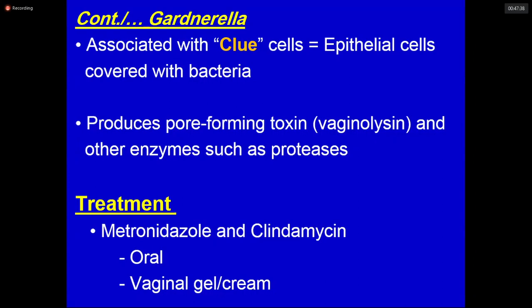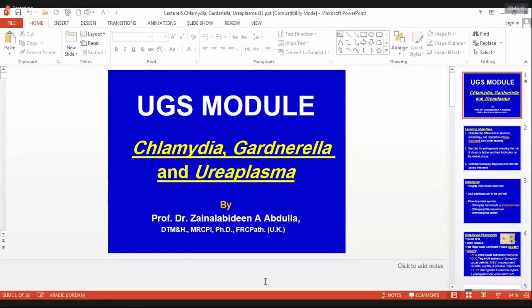These microbes produce a pore-forming toxin, vaginolysin, and other enzymes such as proteases that can cause damage to the infected cells. Treatment: metronidazole and clindamycin. These can be used as oral drugs or as vaginal gel or cream. By this, we end this lecture. Any question, any comment?